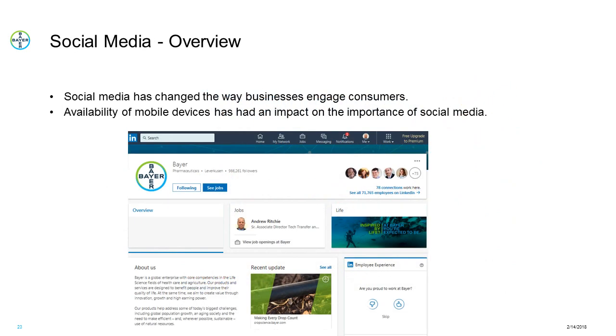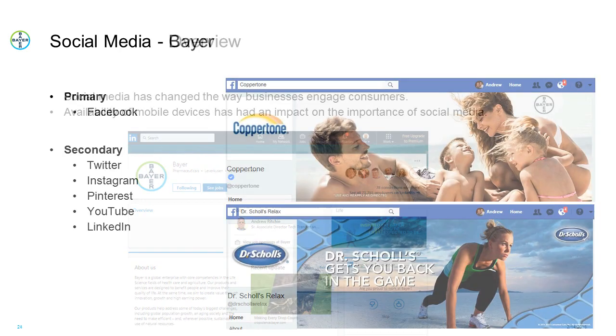Bayer also plays a significant role in social media. Social media over time has changed the way business engages its customers. Again, it's on all the time. And the availability of social media on mobile devices, just how easy it is to get access, has changed how people order or even buy products.